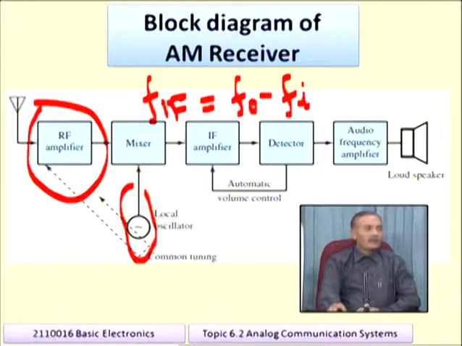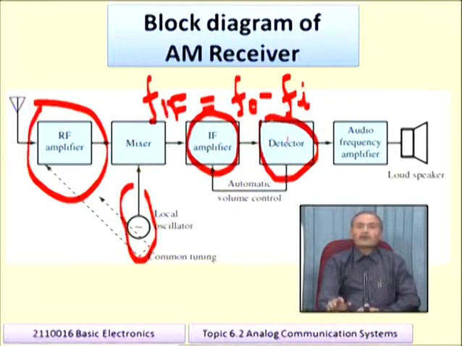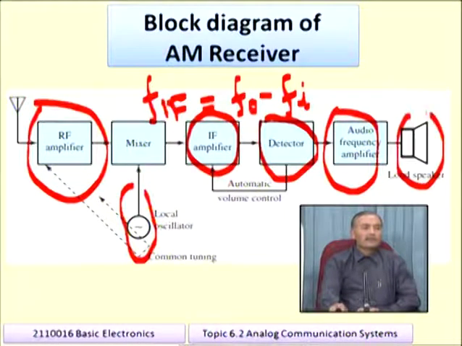It is given to the IF amplifier, which will further amplify your signal, but still up till now it is a modulated signal. The detector which we discussed, the AM detector, is placed here. This is responsible for extracting the information back from the modulated signal. So the output of the detector is only an audio signal. The input of the detector is a modulated signal and the output is an audio signal, and that audio signal is given to the audio frequency amplifier and then to the loudspeaker.